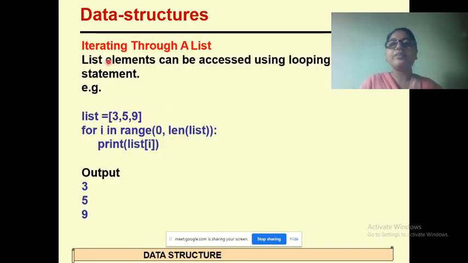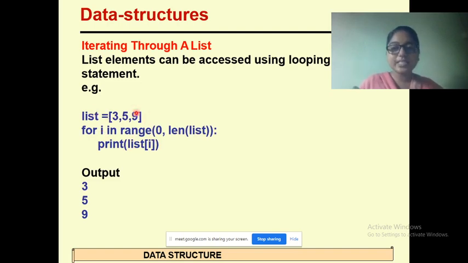Whenever you want to iterate through a list, how will you access it? You will access the list using loops. One of the loops is the for loop, and the range function is used. So for i in range from 0 to the length of the list, you print list of i. So what is i? i is the index of the list.